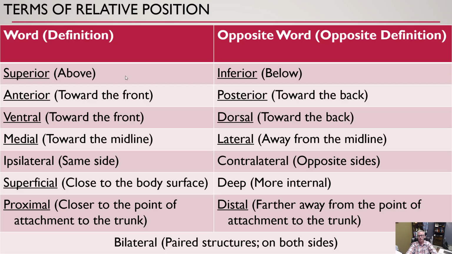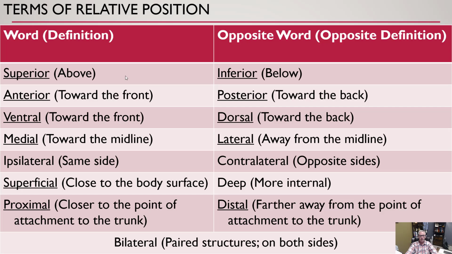Bilateral structures. Structures meaning that you have structures on both sides. Kidneys, lungs, eyes, ears. You should know ovaries. You should know what structures by now that are on both sides.